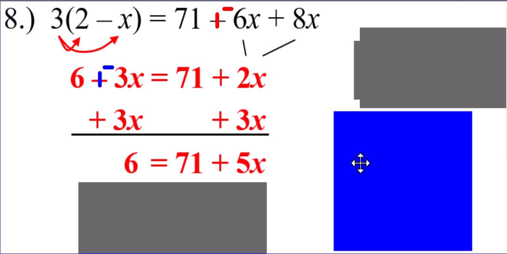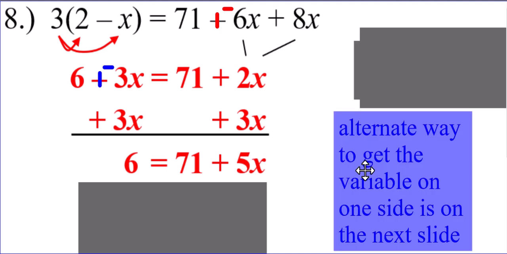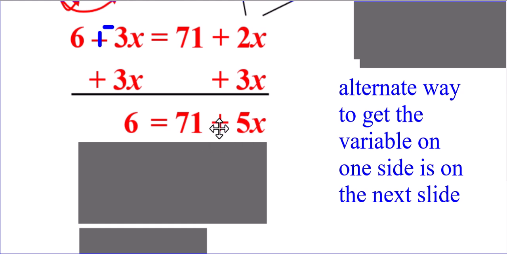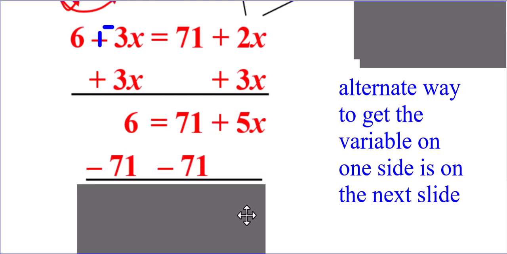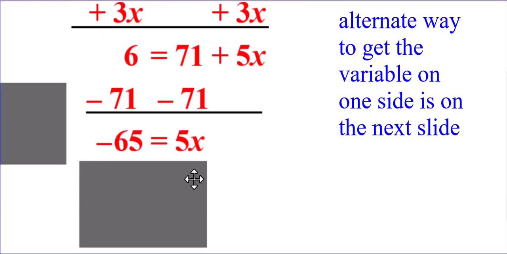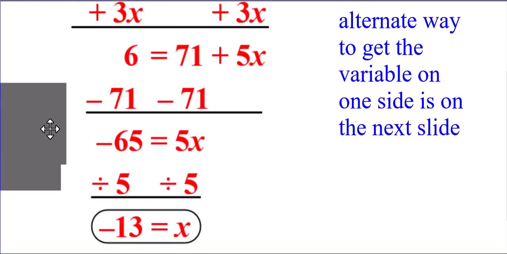For those of you who did it the other way, I will once again show your version on the next slide. So if you added by negative 2x, fast forward to where I get to the next slide and I show you your method of finishing this problem. From here, inverse of adding by 71 is subtracting by 71, giving you negative 65. And the inverse of multiplying by 5 is dividing by 5, giving you the answer of negative 13.